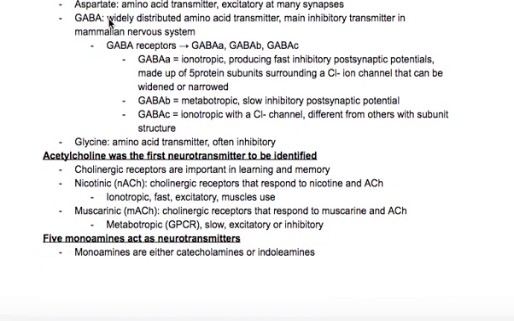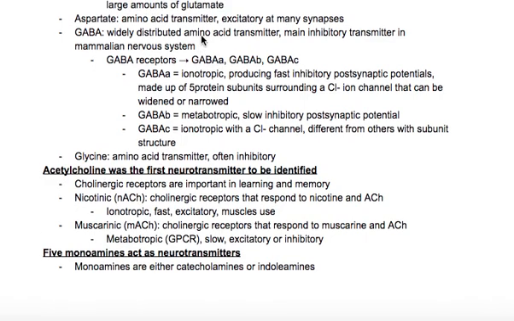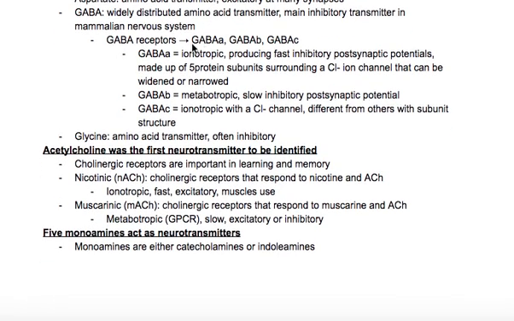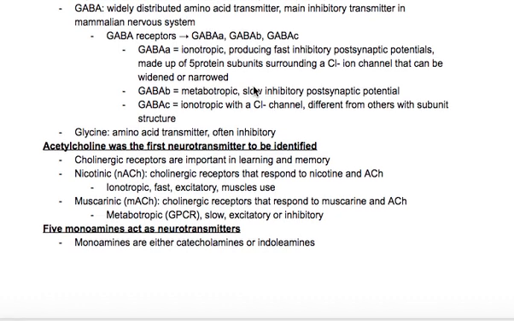GABA then is a widely distributed amino acid transmitter that is the main inhibitory transmitter in mammalian nervous systems. There are different types of GABA receptors. There's GABA A, GABA B, GABA C, and these are all subscripted. Each of the different receptors have different properties and structures. GABA A is ionotropic, so that means it produces fast inhibitory postsynaptic potentials. It is made up of 5 protein subunits surrounding a chloride ion channel that can be widened or narrowed.